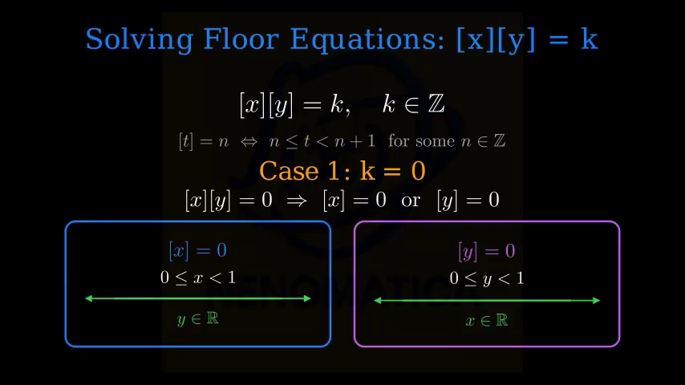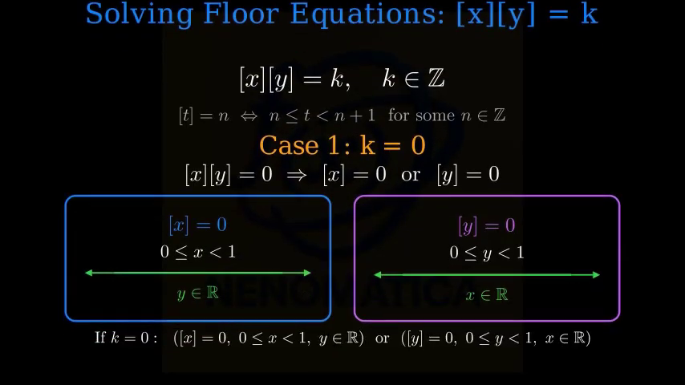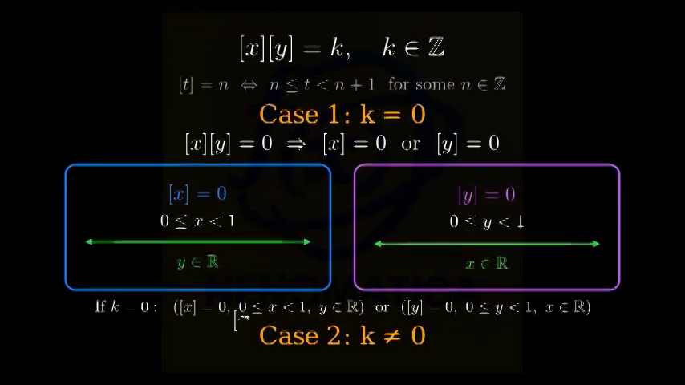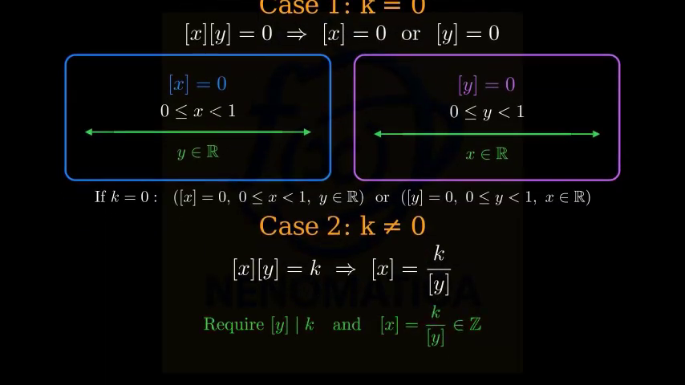Symmetrically, if floor of y equals 0, then y lies from 0 to 1, and x can be any real number. Therefore, for k equals 0, there are infinitely many solutions. Either x is between 0 and 1, and y is arbitrary, or y is between 0 and 1, and x is arbitrary. Case 2. When k is not 0, the product of the two floors is a non-zero integer.